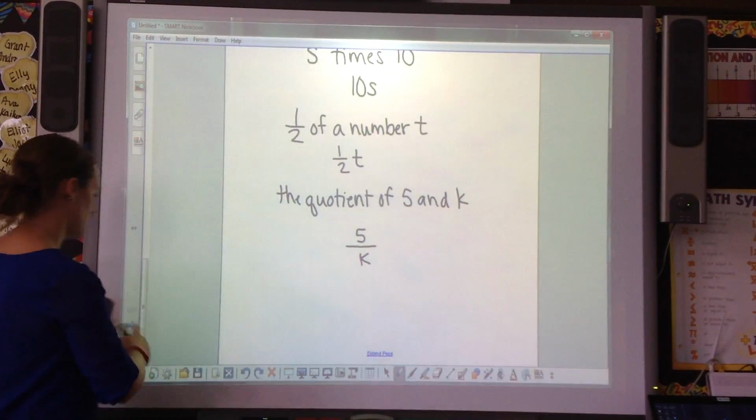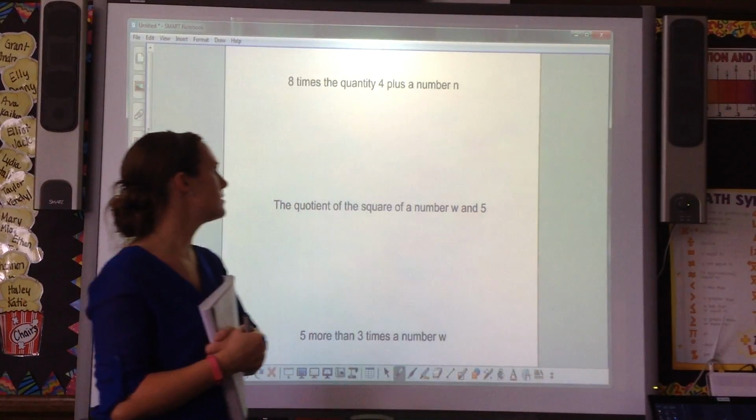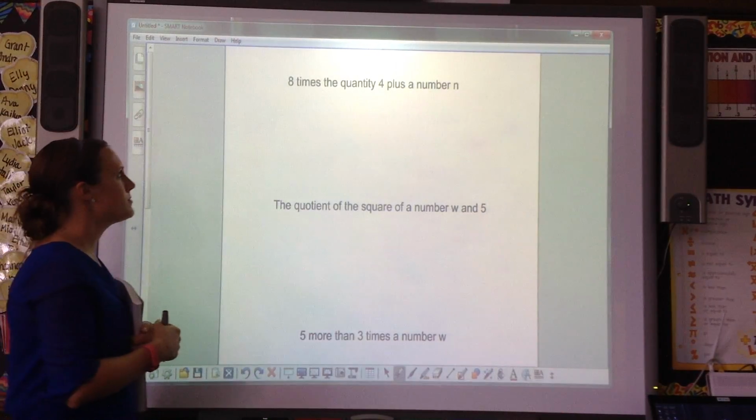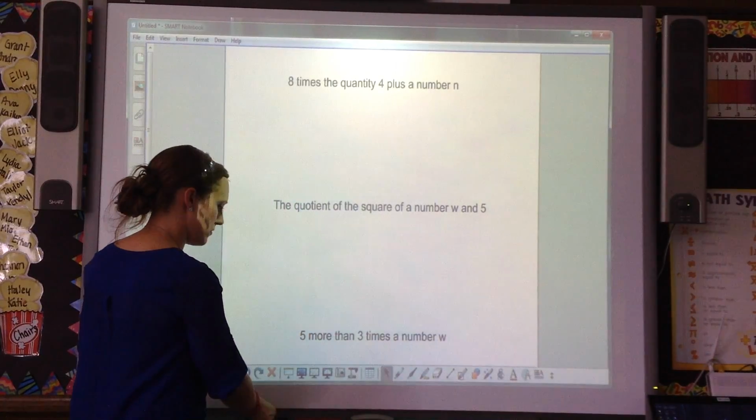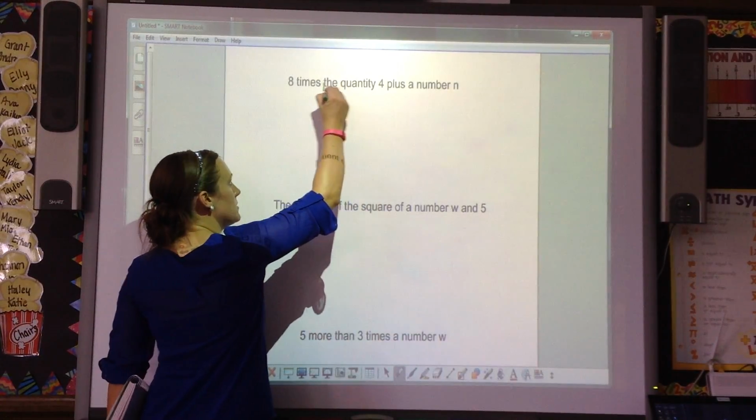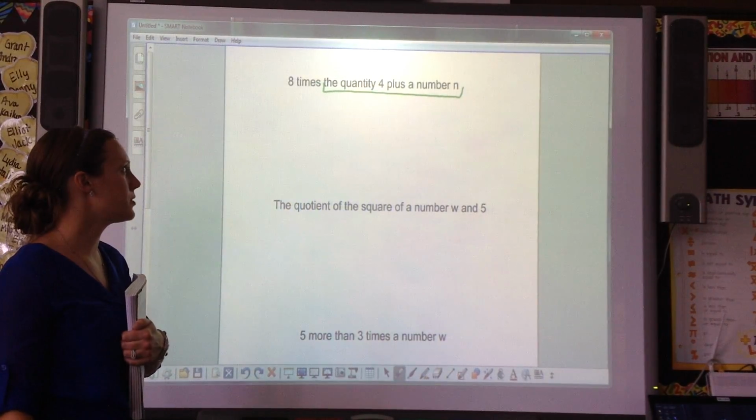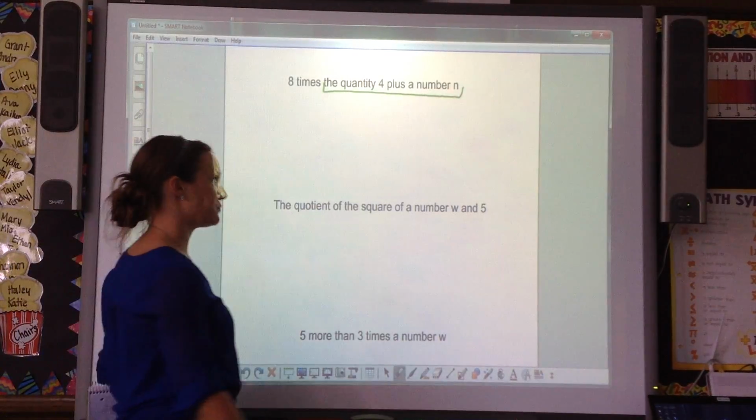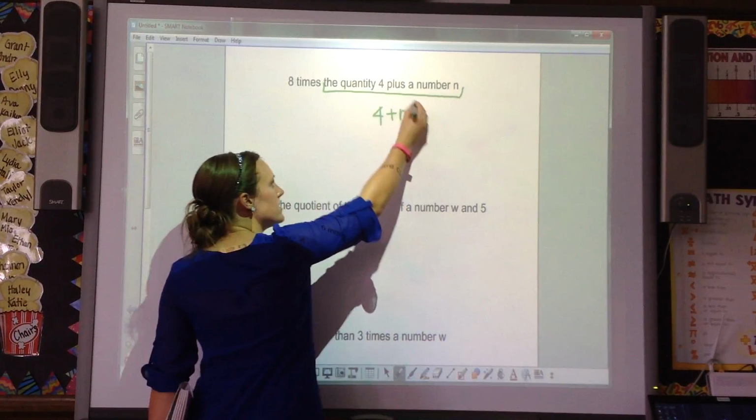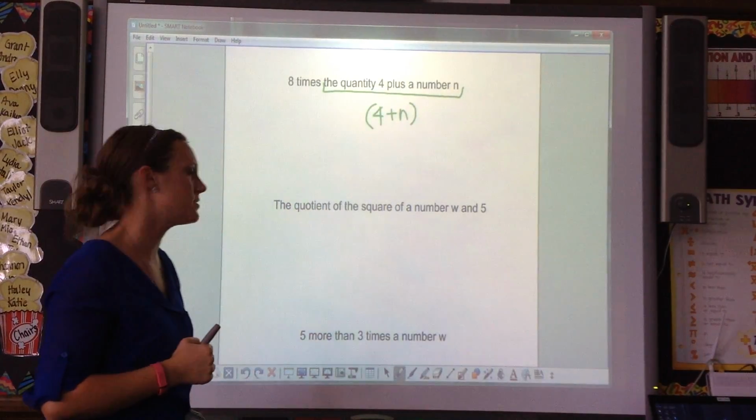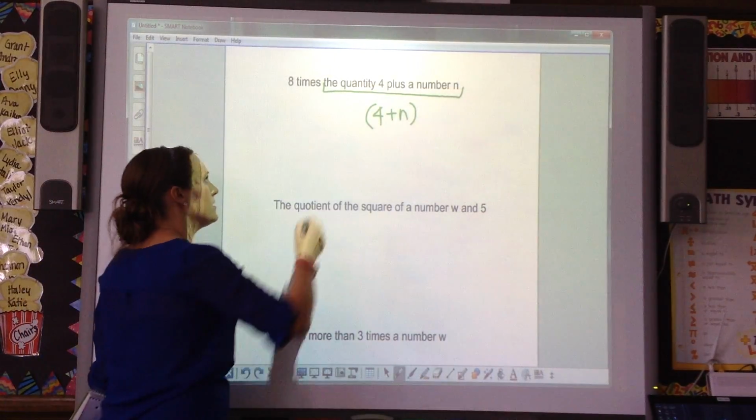Let's try some harder ones. Yes, please write these down. If you need to push pause, go ahead and do so. 8 times the quantity 4 plus the number n. The trick to these is starting with the quantity and working with the other stuff later. So let's start with the quantity 4 plus the number n. There are no switch words there. 4 plus the number n. That's a quantity. To show a quantity, you're going to put it in parentheses. Now we have everything that's not underlined, 8 times that.